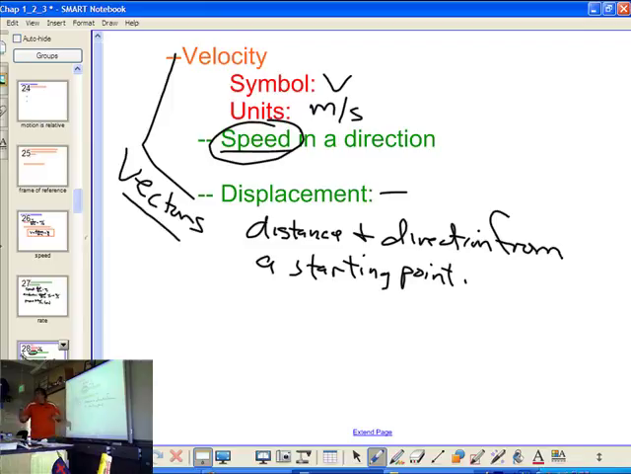Both of these are what we call vectors. A vector. That's one of your vocab words. Remember, a vector has a how much part, a magnitude, and a direction. And this is where positives and negatives come in. We start dealing with vectors.